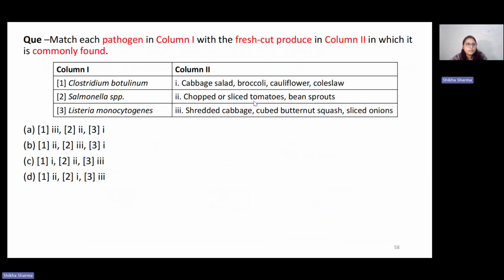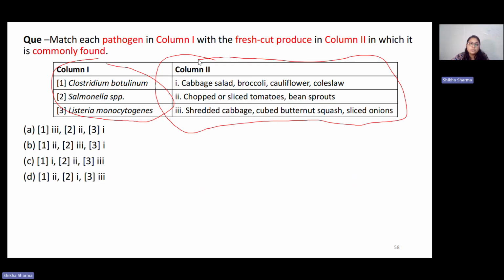So let's discuss one question regarding this. Column 1 is having different pathogens like Clostridium botulinum, Salmonella species, and Listeria monocytogenes. And in column 2, we have the different fresh cut produce in which these kinds of pathogens are commonly found. In which fresh cut produce, which pathogen is found.